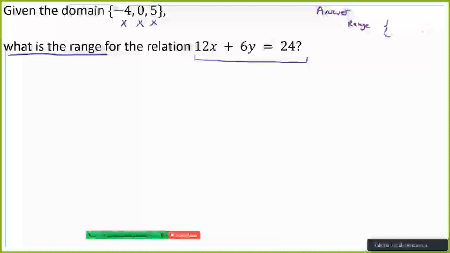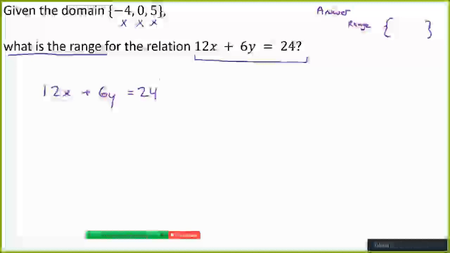We need to find them though. So I'm just kind of setting it up at the top. So how do we do this? We're going to take our equation, 12x plus 6y equals 24. And this is like where things get mathy, right? We're going to start doing some arithmetic now.